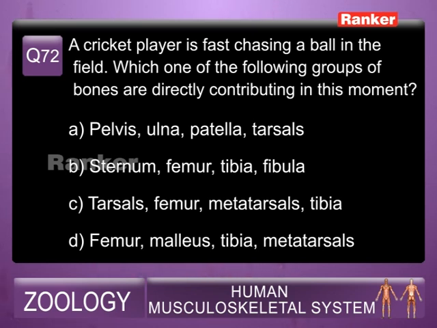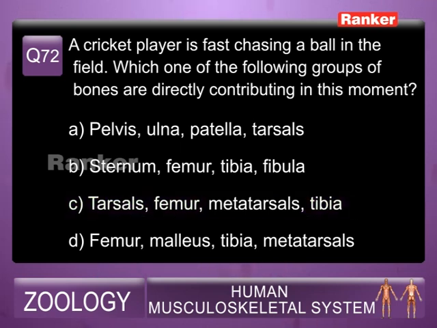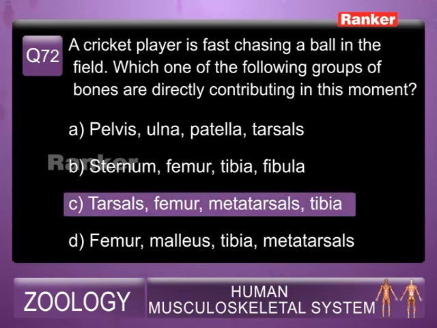So among this, the correct option is C, because the bones of the hind limb are involved. When you see C, students, tarsals are present in the ankle, femur is present in the thigh region, metatarsals are also present in the ankle region, tibia is present in the shank region. So the correct answer is C, that is tarsals, femur, metatarsals and tibia.